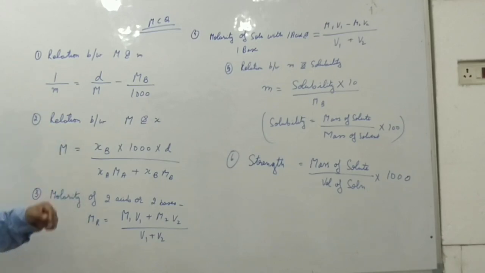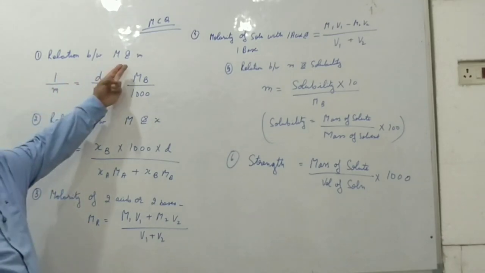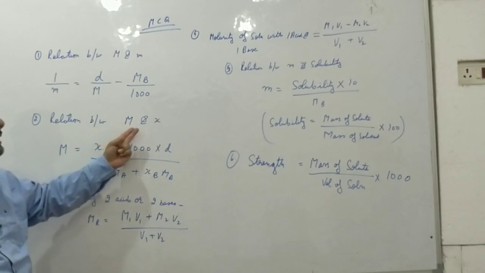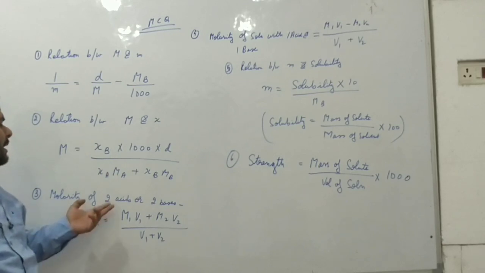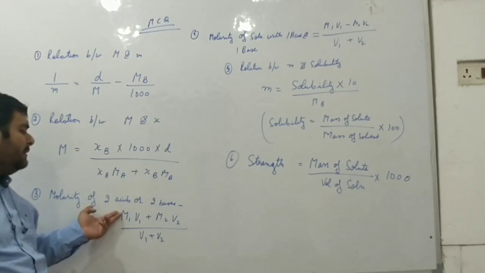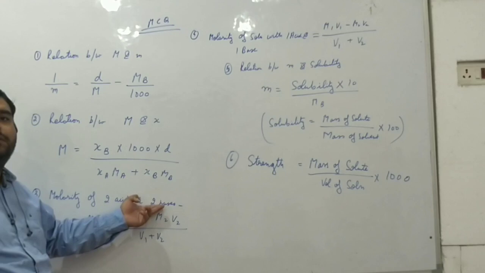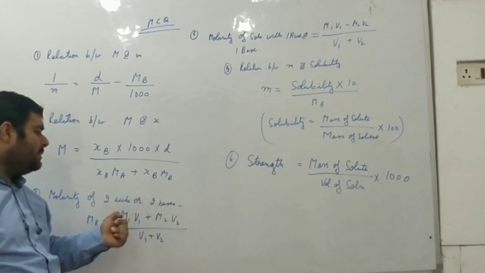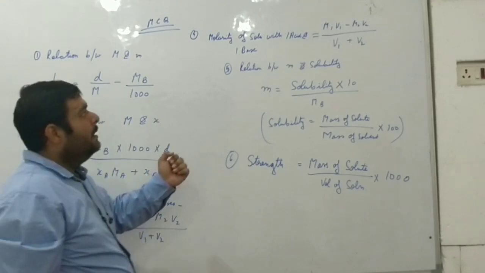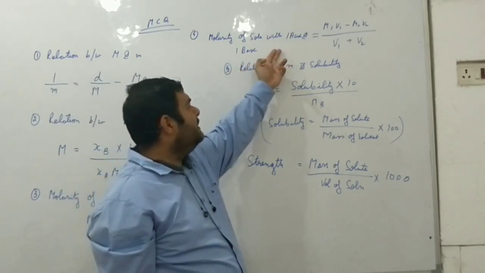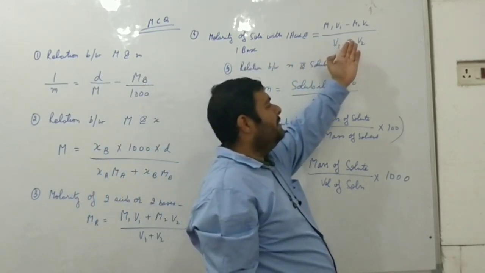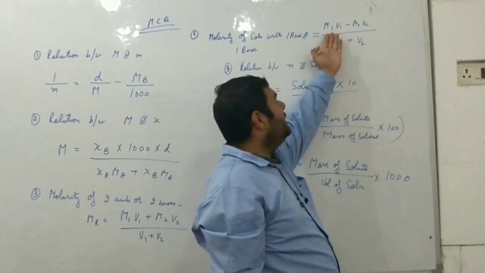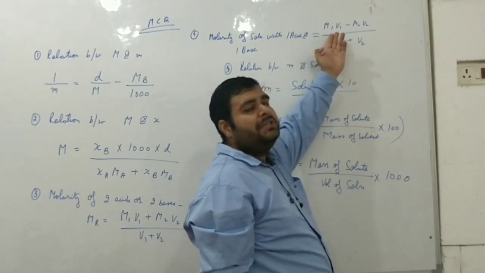That is relation between molarity and molality, molarity and mole fraction, and then the molarity of two solutions in which either both of them are acids or both the solutions are made up of bases. And if we have a solution of one acid and one base, then the formula will be M1V1 minus M2V2. Here you can consider M1V1, whichever is greater.